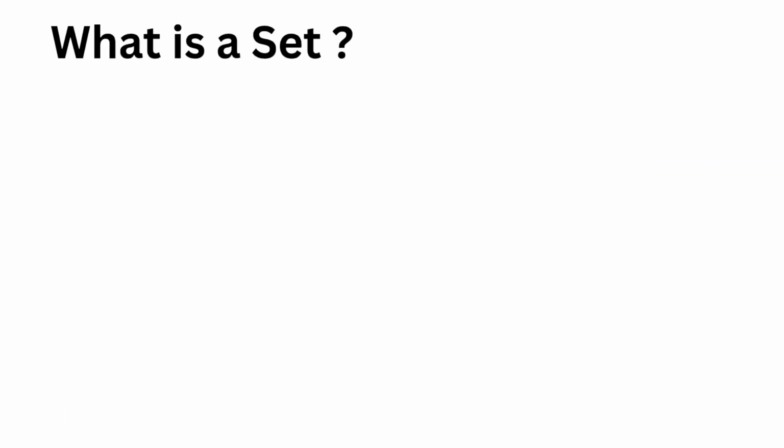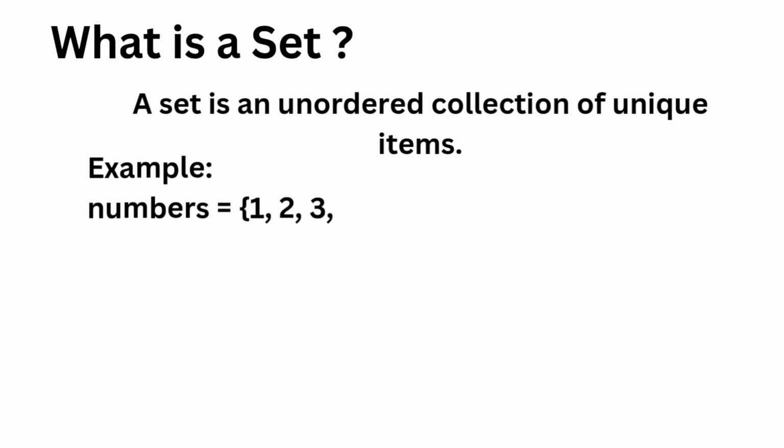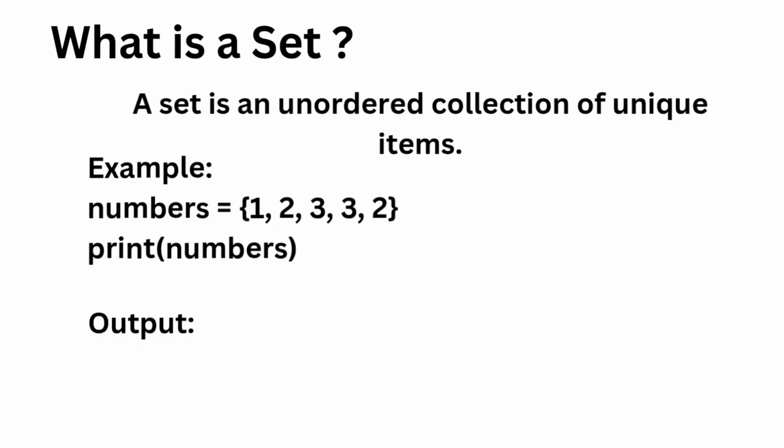Let's see what a set is. A set is an unordered collection of unique items. Here is an example. Here numbers is 1 2 3 3 2, and when we print these numbers, the duplicates are automatically removed. That means the output will be 1 2 3. And remember, sets are mutable. No duplicates are allowed and we cannot access elements using an index number.